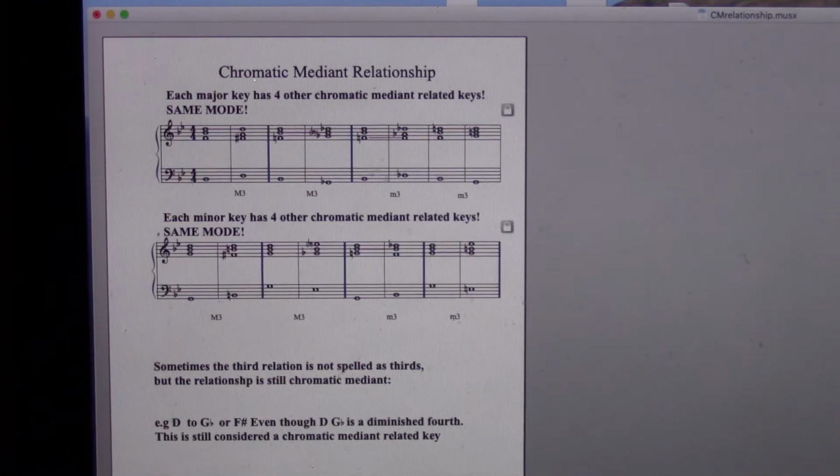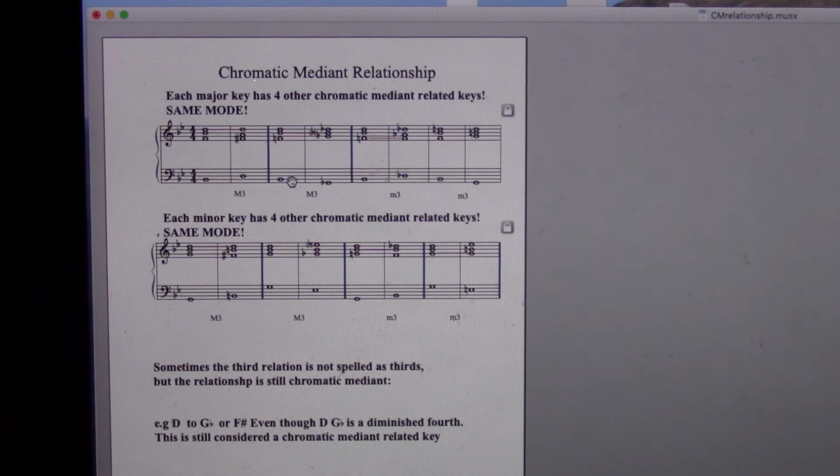So now let's listen to an example of chromatic mediant related keys. The first one, we're starting with B flat and we're going up a major third to D major. So that's a distantly related key, 2 flats to 2 sharps. Next one, it's B flat down to G flat. So this is another one, down a major third. And again, this is a distant relation. They're all distant, but see the common tone here is the B flat.